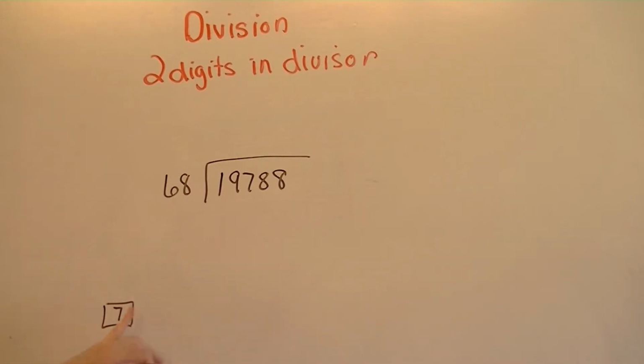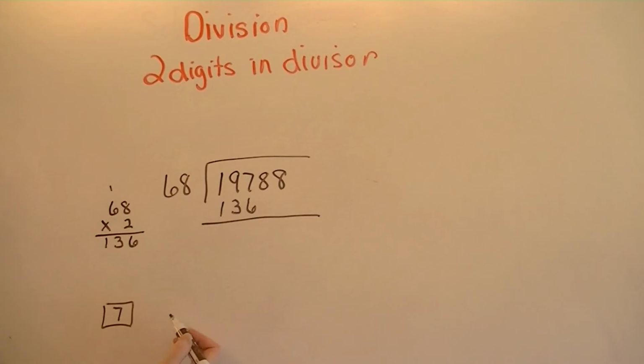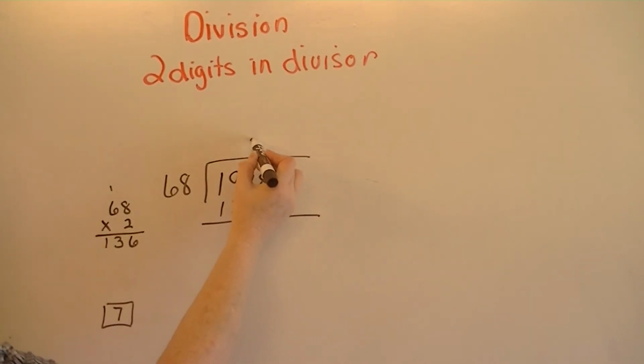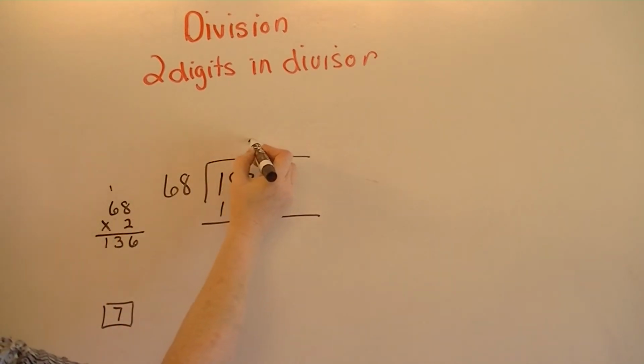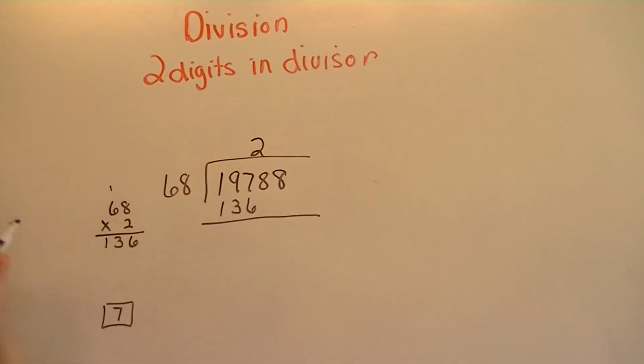So if we start with 7, will 7 go into 1? No. Will 7 go into 19? Yes, it will. It will go in 2 times. So let's take our 68 and multiply that times our good guess of 2. That would be 16. 6 times 2 is 12 and 1 is 13. Now I don't know if I got this. I think we did. All right, I'm going to write my 7. My 7's right here, and I chose 2, so I'm going to write my 2 above the 7.